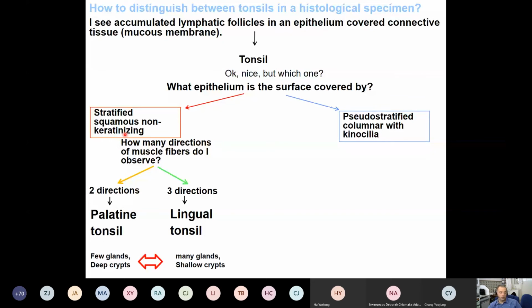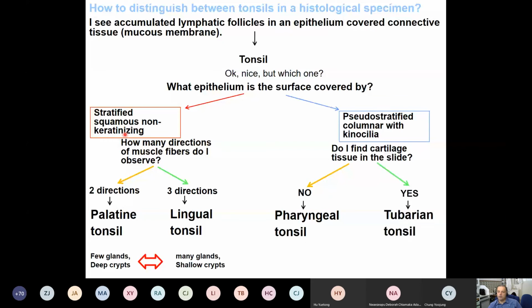And in order to distinguish between tubal tonsil and pharyngeal tonsil, I have to check the cartilage. And if I do not find cartilage, that is the pharyngeal tonsil. If I do find it, there is cartilage in the tissue, I'm in the tubarian tonsil.